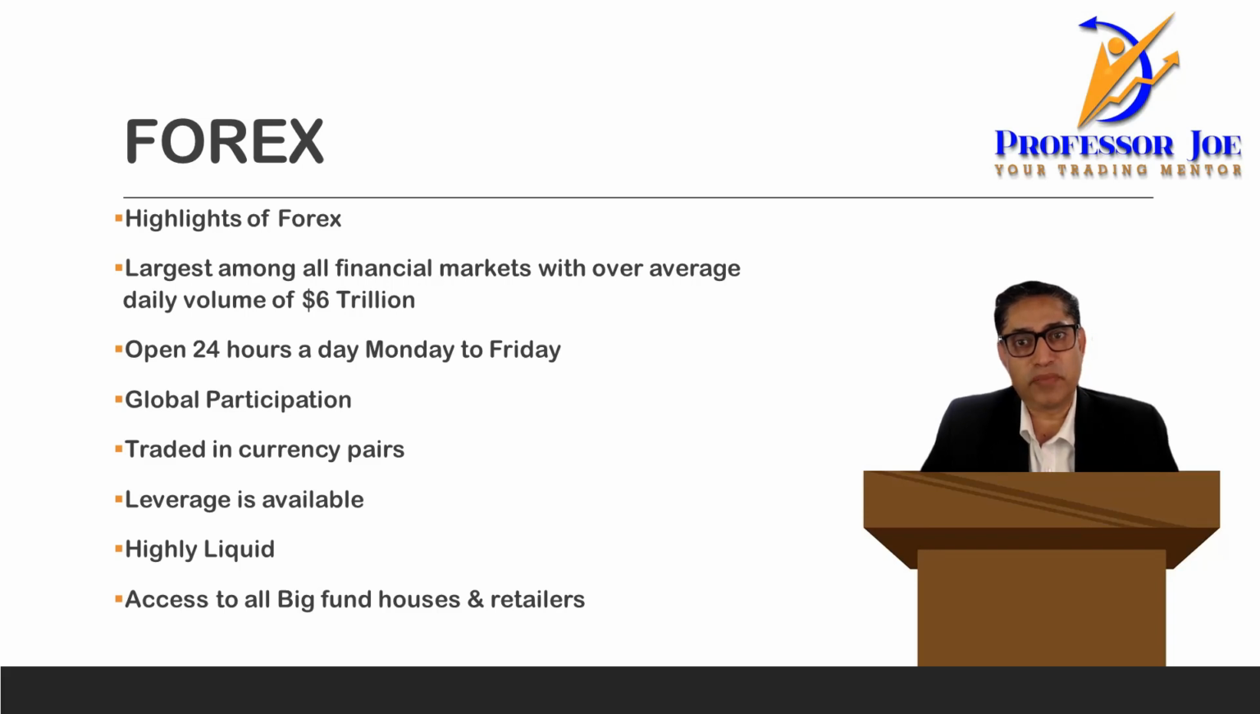So there are stock markets, there are debt markets, and then there is a forex market. Compared to the stock markets and the debt market, the forex market is much bigger than both the other markets. The daily average turnover in a forex market is $6 trillion. Yes, you heard it right, $6 trillion. That's how large the transactions are in the forex market.